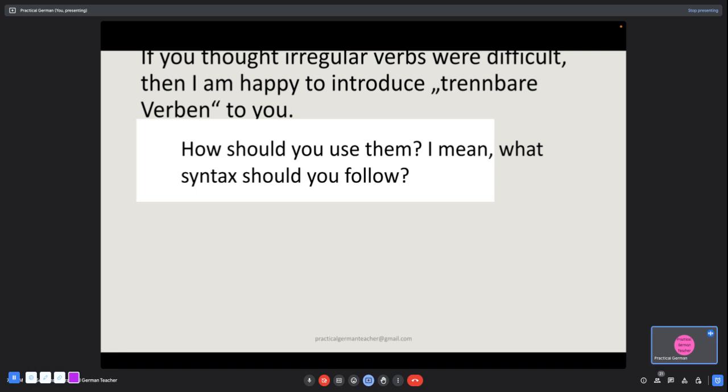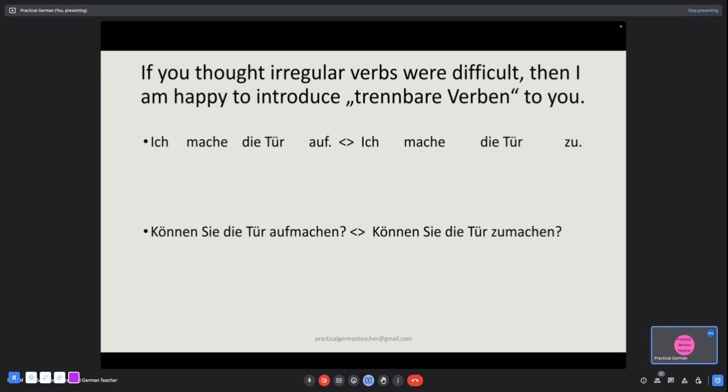Let's look at the syntax one more time in detail. What syntax you can follow. As I said, at the first position you have as usual the subject, and normally you have subject, verb, object. But when you have a Trennbare verb, the verb is actually aufmachen. So you take auf, which was supposed to be here, and you keep it at the last position. So zumachen, zu goes to the last position.